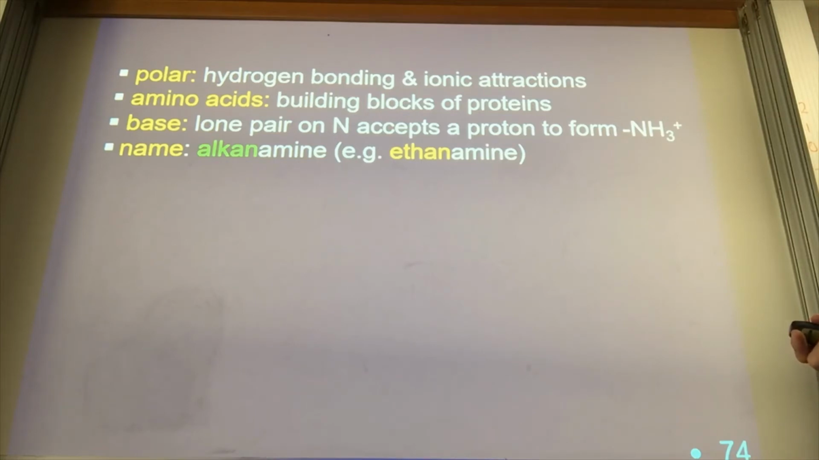The base, just as carboxyl groups can act as acids, the amino groups act as bases. So it's that lone pair on the nitrogen that accepts a proton to form that. And alkanamines is the basis of the naming, as we saw.